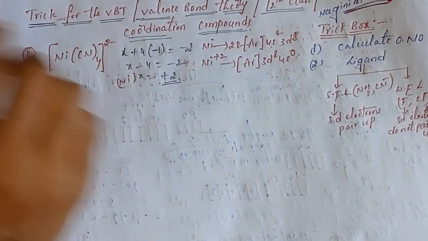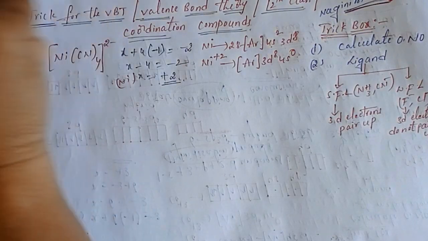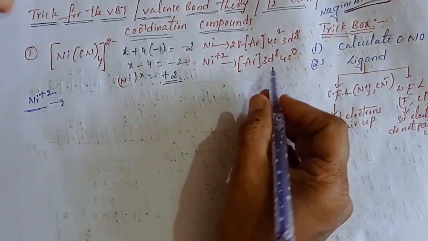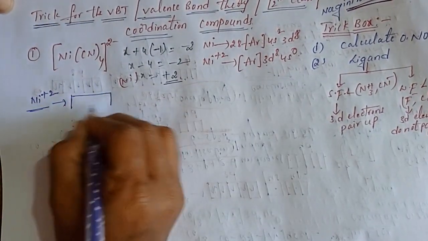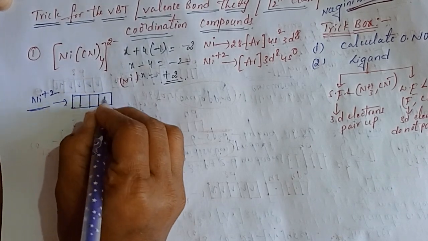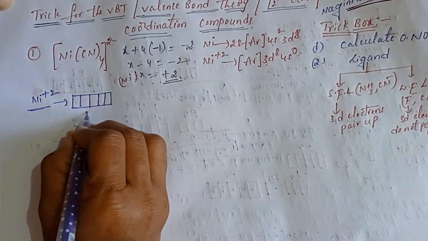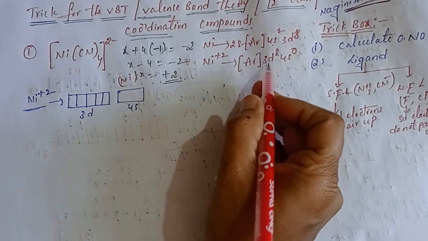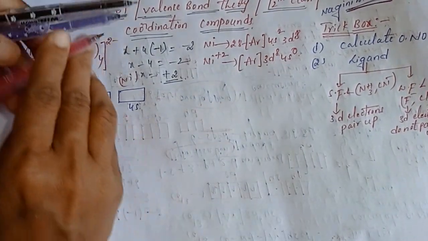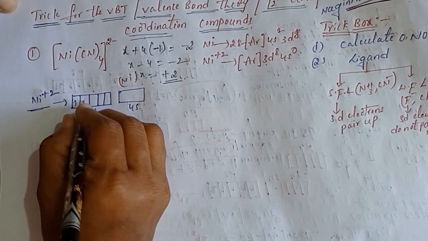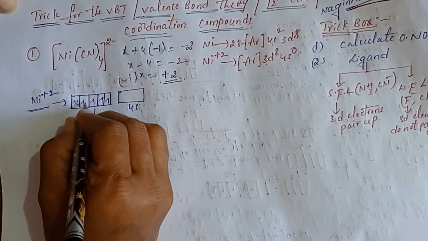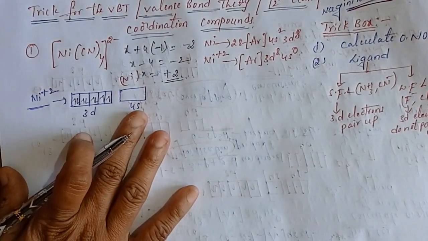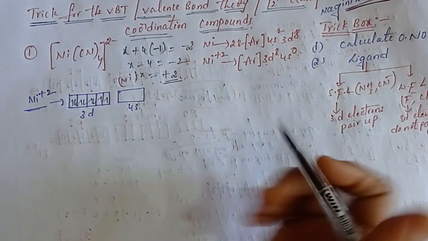Now I am taking the orbital structure of Ni plus 2, 3d8 4s0. I take five boxes for 3d, and this one is 4s. Now see students, in 3d how many electrons are there? 8 electrons. So I fill 1 2 3 4 5 6 7 8, a total of 8 electrons. 4s is completely vacant, so there are no electrons.